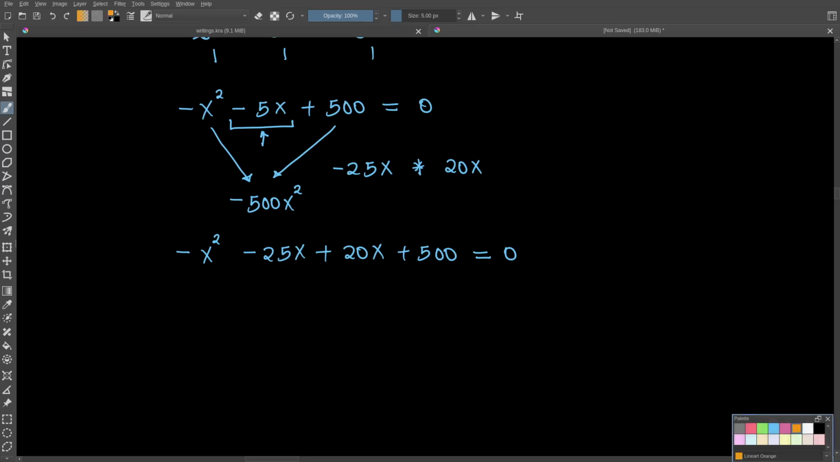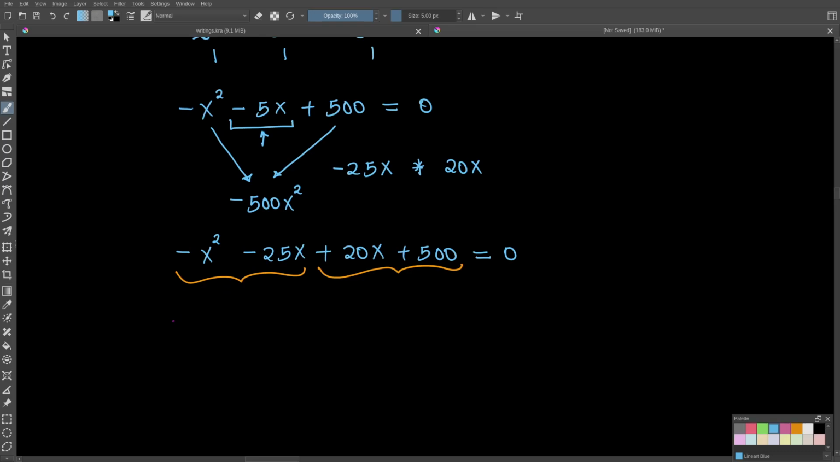At this point, we are going to take these terms in pairs. The first pair is going to be this. The second pair is going to be this. Note that I have included the plus in the second pair, the plus 20x. It's always important, just in case it's a negative. The signs are very important. Don't leave them out. So, in the first pair, what is the common factor?